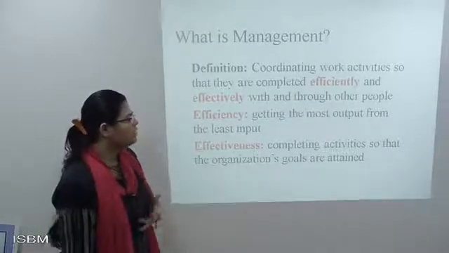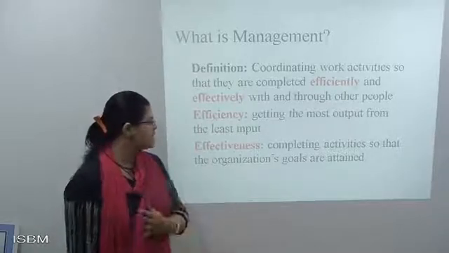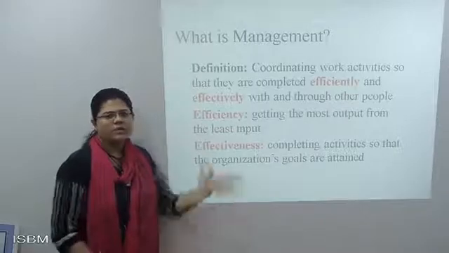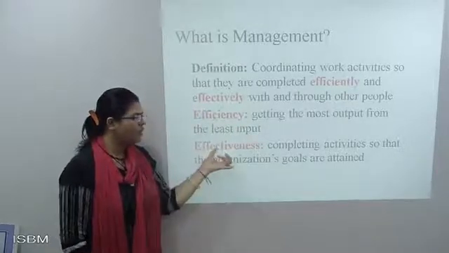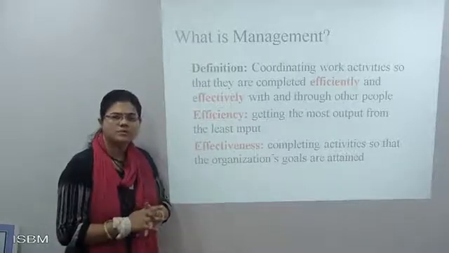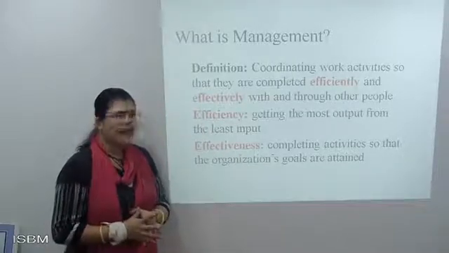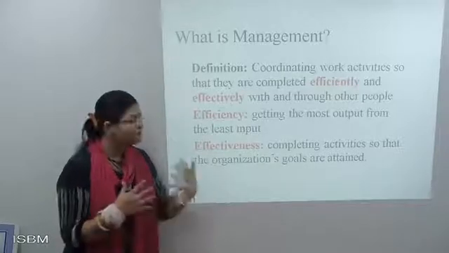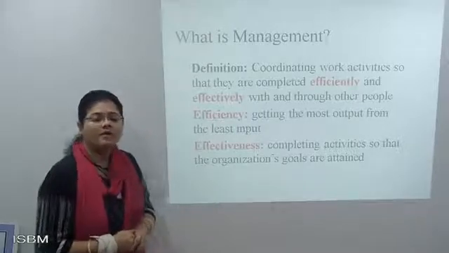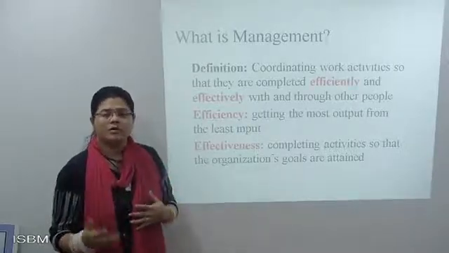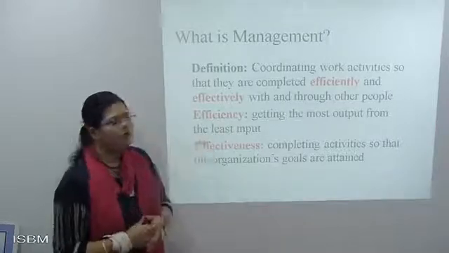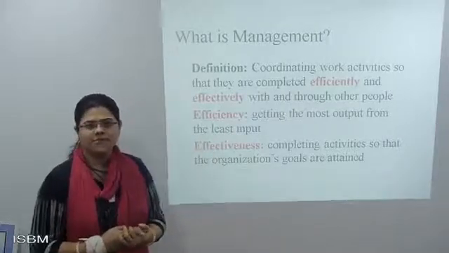Effectiveness: what is effectiveness? Completing activities so that the organization's goals are attained. Effectiveness means whatever you show through efficiency, you are completing the right activities properly, completing all activities, so that the organization's goals are attained. With the help of this, the organization's goals are achieved and the work activities are conducted.